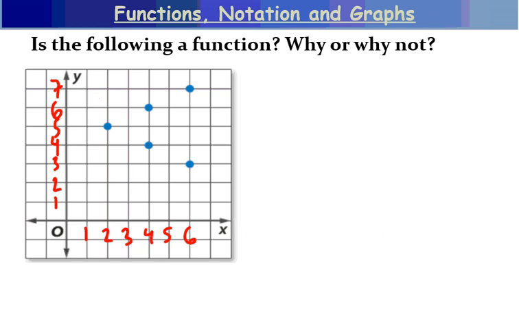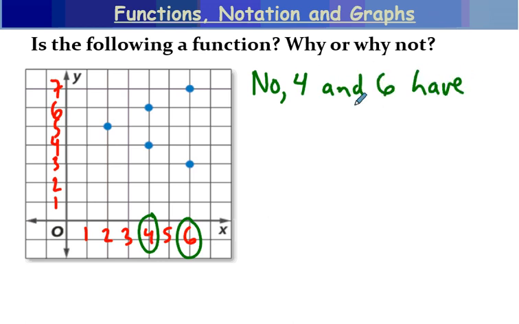So there's a problem right here. And actually there's a problem with 6. 6 is told to go to 3 and 6 is told to go to 7. This is not a function. 4 and 6 have multiple outputs. That's a poor rule. In mathematics, we would say not a function.